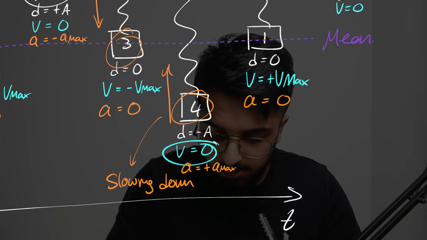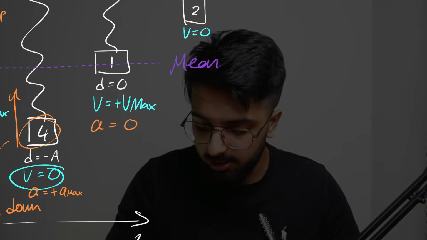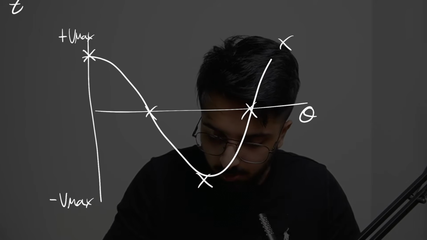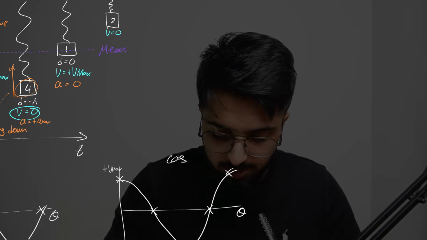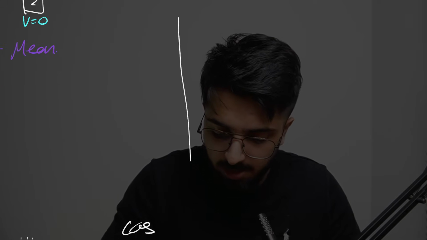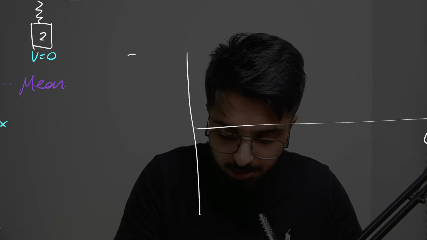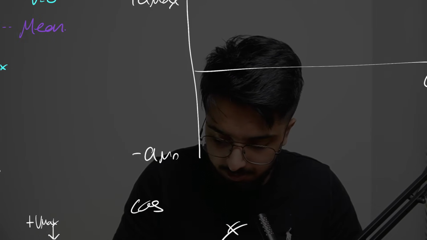And then V is equal to 0 once more, and then V is equal to positive Amax once again. And as you can see, we follow a cos graph, okay? And then finally, we can map our acceleration. So this is positive Amax. This is negative Amax.